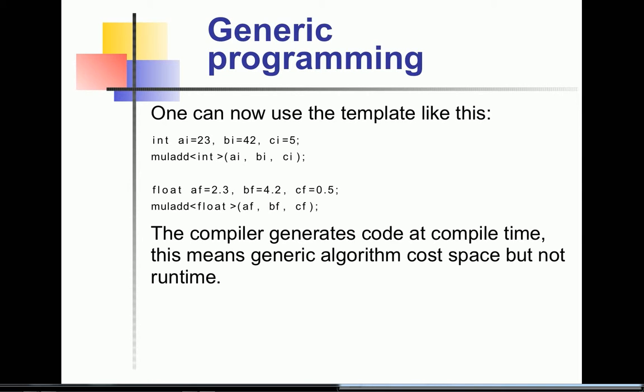One can now use a template like this. You can define three integers, ai, bi, and ci, and you call mul_add, angle brackets, int on ai, bi, and ci. You can do the same with three floats, but supplying float instead of int between the angle brackets. The compiler generates the code at compile time, which means that the generic algorithm costs space but not runtime. So it's just as fast as a non-generic function.